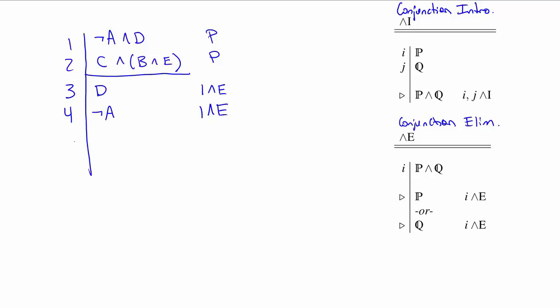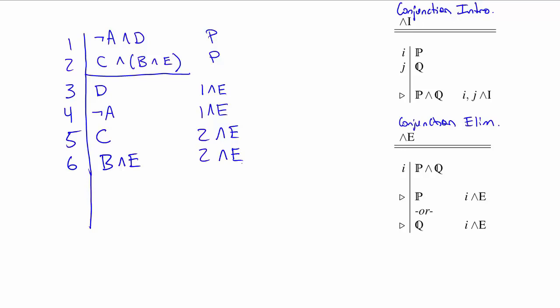Now, similarly, we could take the 2 pieces of line 2 and break them apart. What we essentially have there is another conjunction, where C is in the position of the meta P, and the whole sequence B and E is the meta Q. So if we break those up, we will get, let's take the C first. It doesn't matter which side you take first, or even whether you take both sides. C comes from 2 and elimination, and then B and E comes from 2 and elimination.